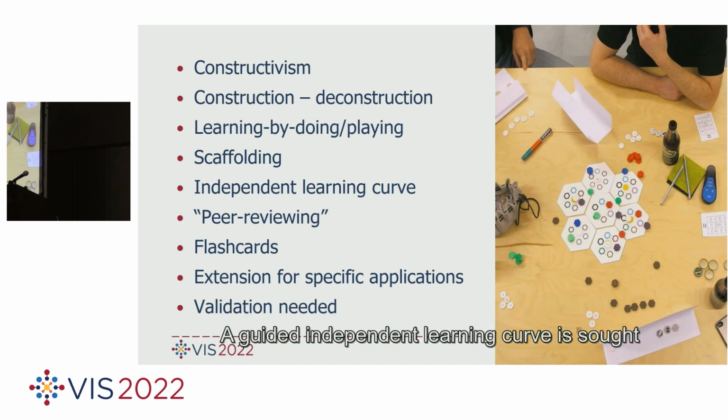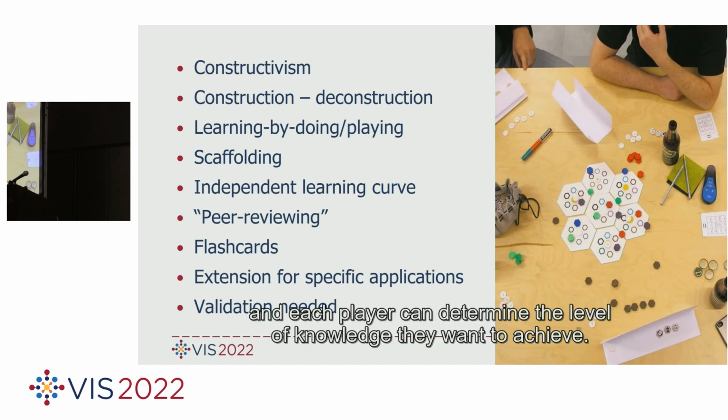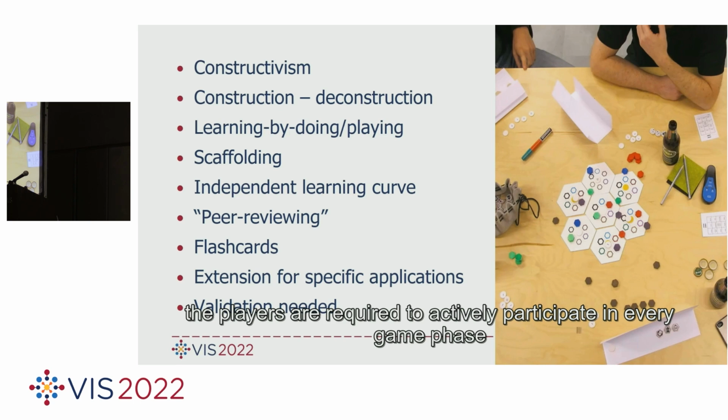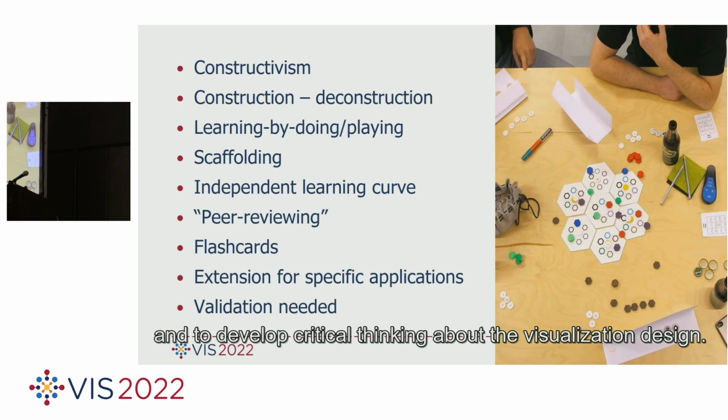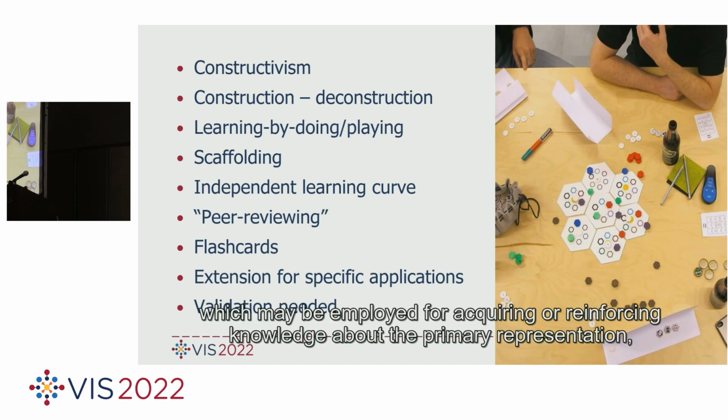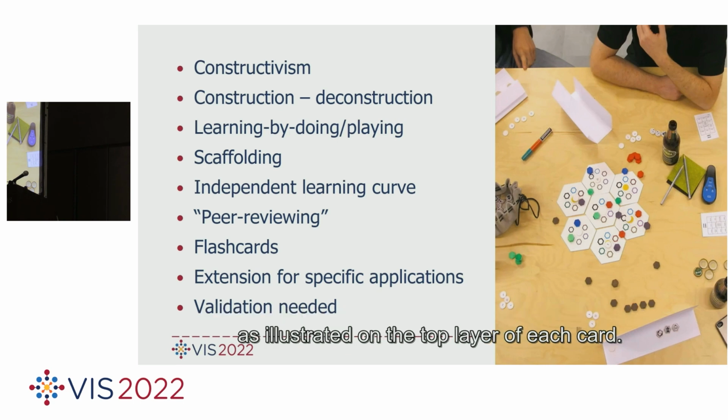A guided independent learning curve is sought, and each player can determine the level of knowledge they want to achieve. By peer reviewing the design choices involved over the game course, the players are required to actively participate in every game phase and to develop critical thinking about the visualization design. The cards can also serve as flashcards, which may be employed for acquiring or reinforcing knowledge about the primary representation as illustrated on the top layer of each card.